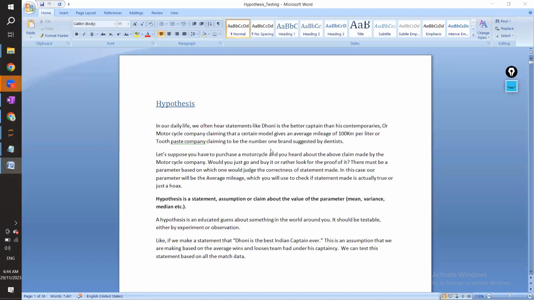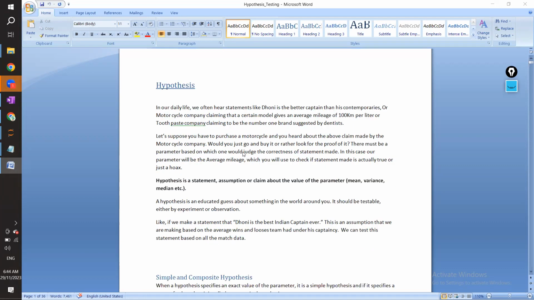So the other day we started understanding hypothesis testing, right? What I said is that a hypothesis, in general, means a theory. You claim something, and then you perform certain tests. Based upon that, you can either accept or not accept the hypothesis. A hypothesis is a statement, assumption or claim about the value of a parameter, some value or some measurement. In general life also you can apply it.